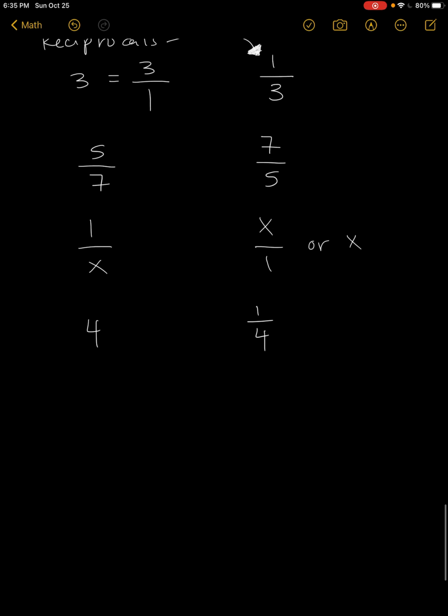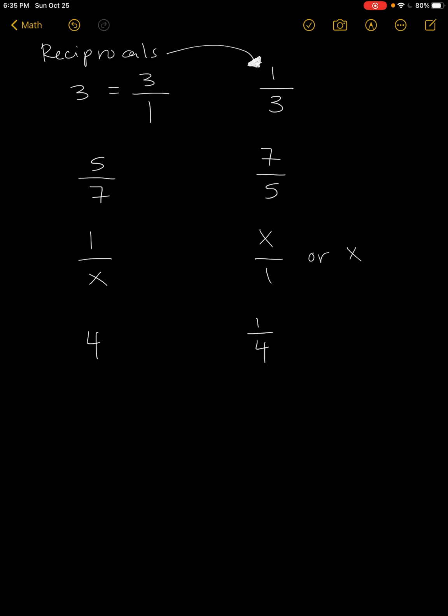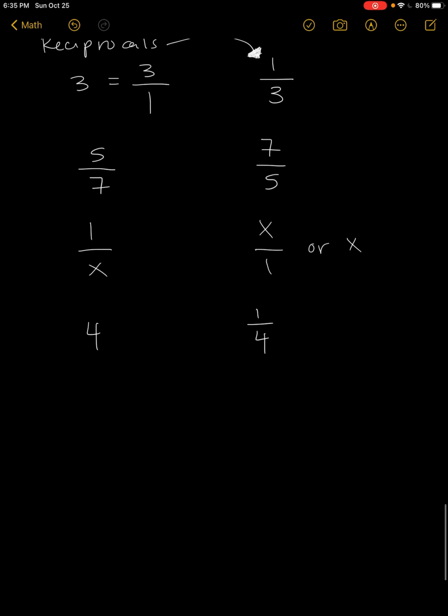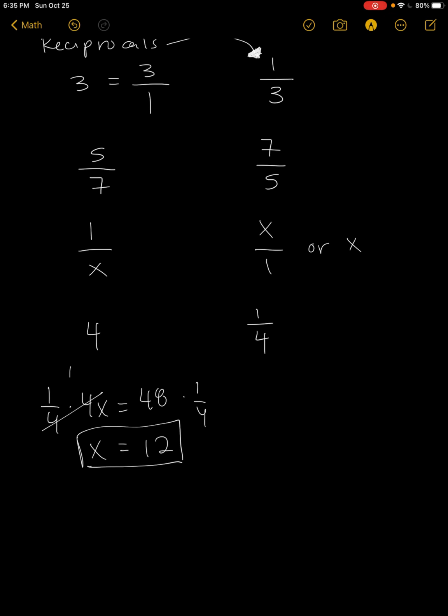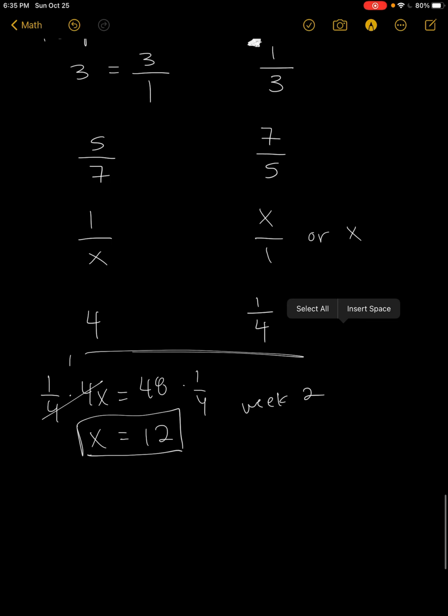Okay, why do we care about reciprocals? Remember we talked about this with solving equations with division. Like if you had 4x equals 48, then you would multiply by the reciprocal, because multiplying by the reciprocal gives you 1. So 1/4 times 4x just gives me 1, which gives me x. 1/4 times 48 gives me 12. And then we solved for x. So this is from like week 2, solving equations with multiplication and division.